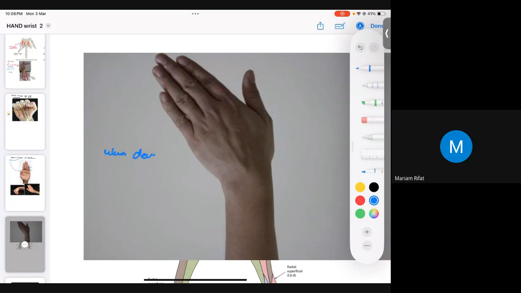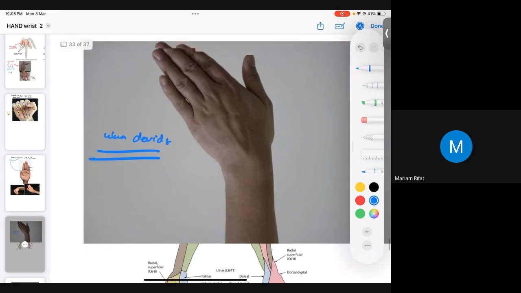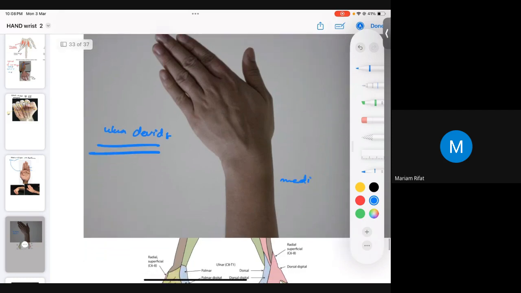So why do we see ulnar deviation? The idea is really clear. Whenever we have problems with the median nerve, the opposite compartment muscles are going to dominate and deviate the wrist towards the ulnar side. Similarly, if we have problems with the ulnar nerve, we'll have radial deviation. Is that clear? Yes. Okay.